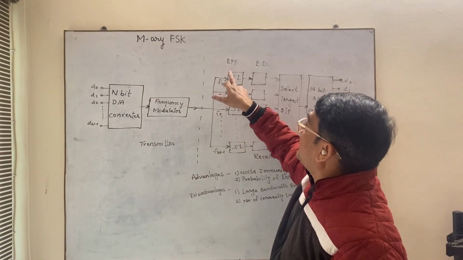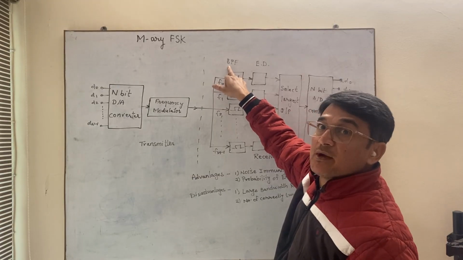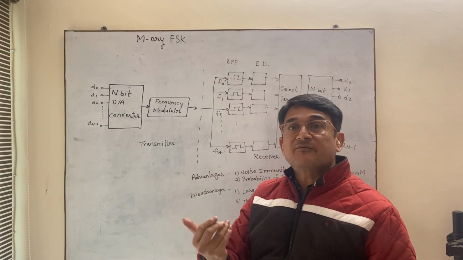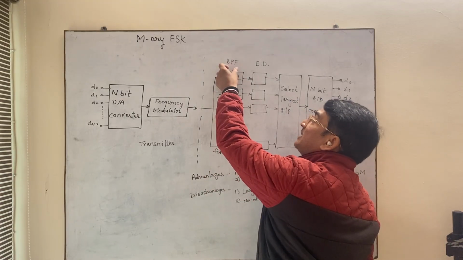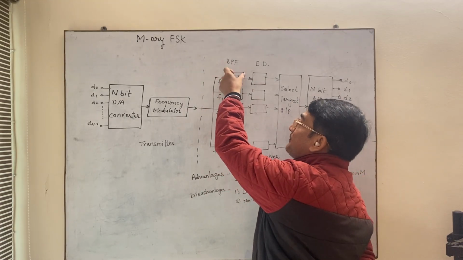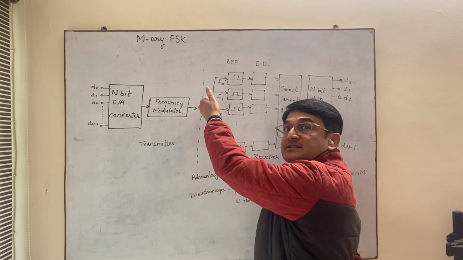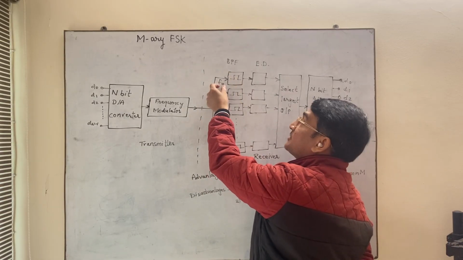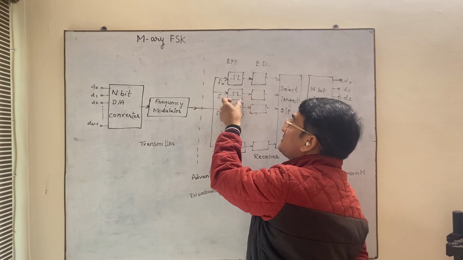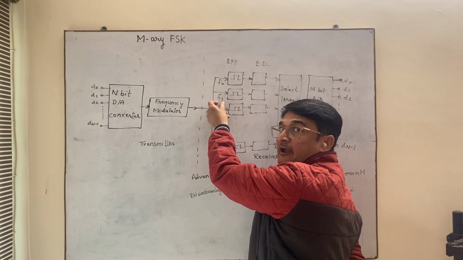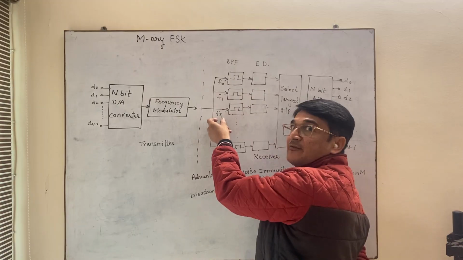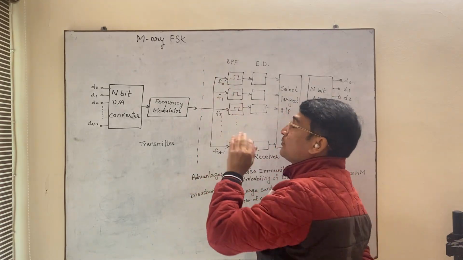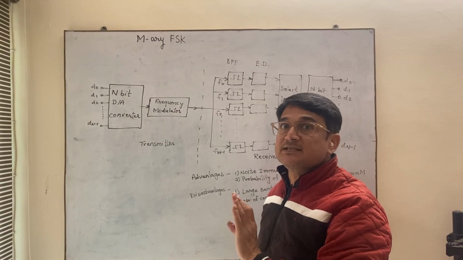Now, in M-ary FSK, 8 different frequencies, or in general M different frequencies, are transmitted. So you will have M bandpass filters for M different frequencies. You need M different bandpass filters to filter these FSK signals. The first bandpass filter is tuned at frequency f0, the second at f1, the third at f2, and so on till f(M-1).